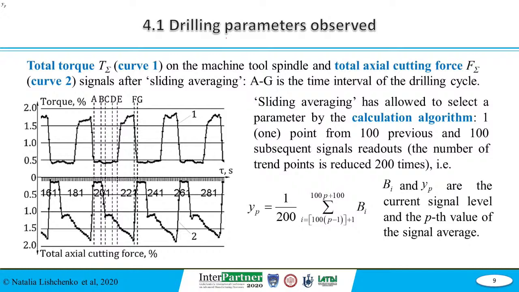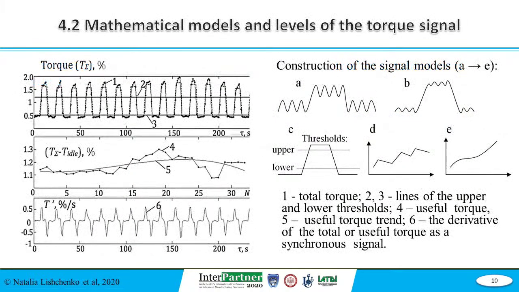Okay, next slide, number 10. This is mathematical models and levels of the torque signal. You can see two figures on the left and on the right. On the left, you can see dependencies of torque on tau. Tau is time. And on the right, you can see the so-called construction of the signal models. Letters from A to E show different stages of the signal transformations.